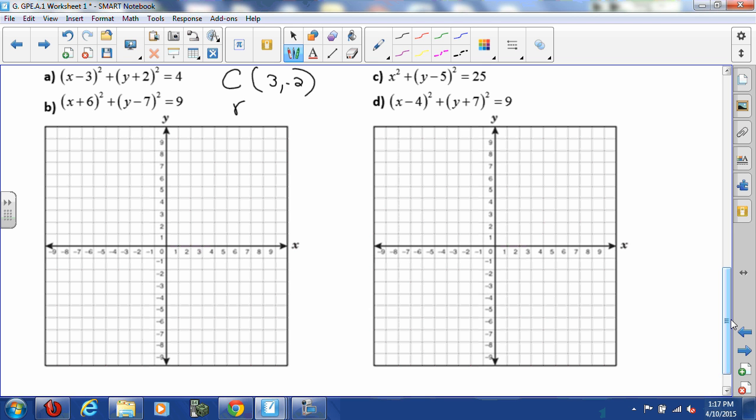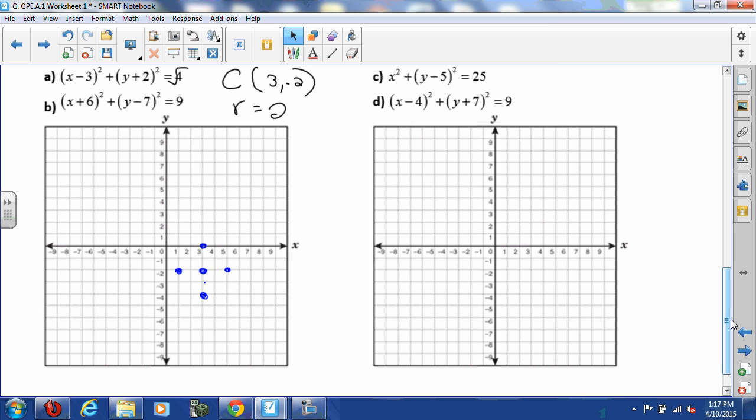And then Sylvia, what's the radius? 2. She has to take the square root of 4. So it's the square root to get you your radius. Then I take my handy dandy pencil and I go to my center and put a dot. So my center is at 3, -2. Then from that center I go right 2, up 2, left 2, and from the center, I go down 2. That's my radius. I'm 2 away from the center.